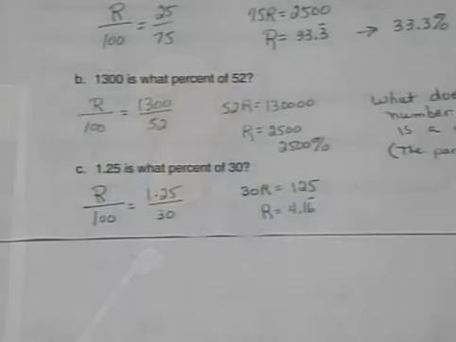We've got R over 100 is equal to 1.25 over 30. Do you see where it says of 30? 30 is the base? Okay. 30 is the base, I'm sorry. Right, okay. And then if you cross multiply, you should get 30R equal 125. Okay, I've got 125 divided by 30 then. I always divide both sides by whatever's in front of the unknown. And if you put that in a calculator, it should be 4.16 repeating.